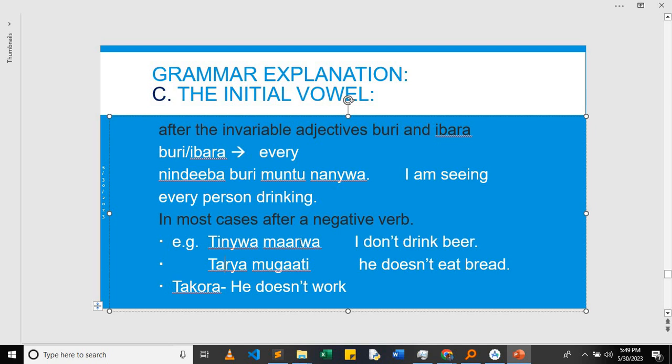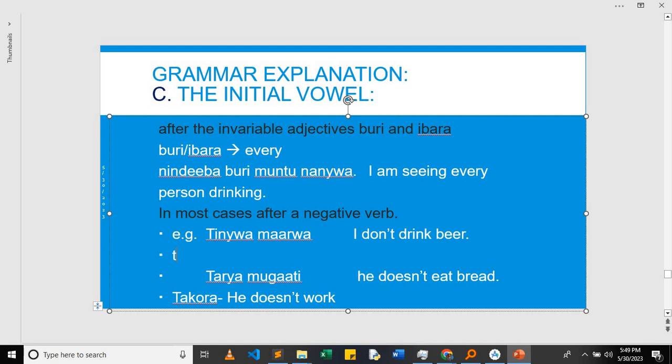Tinywa marwa, I don't drink beer. And if you're referring to another person? Yes, if you are referring to another person, it will now be tanywa. Tanywa marwa. Meaning he doesn't drink alcohol.